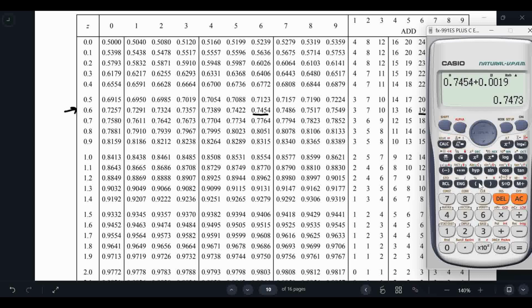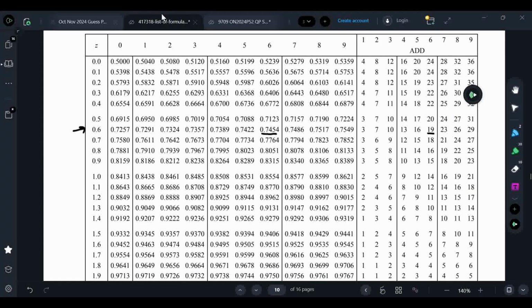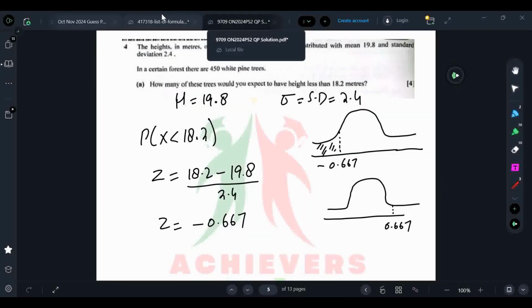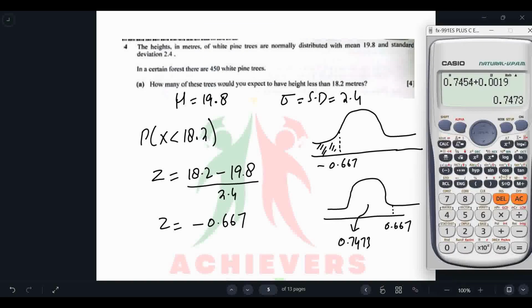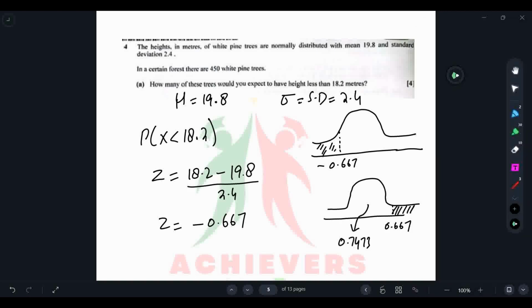Now, but we don't need this one. We need, let me write it over here, that this will be the region for this one, because it shows the values of the left side. So 0.7473. Let me check it again. Yes, and we have to find out the region for this one.